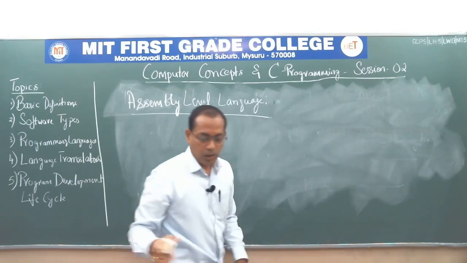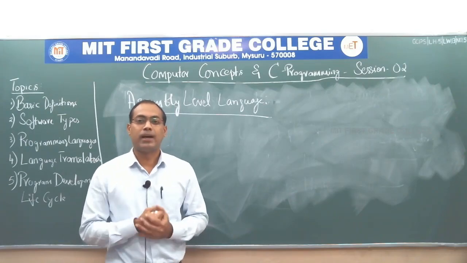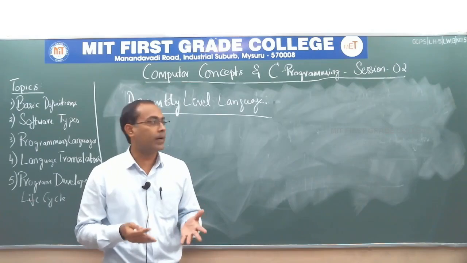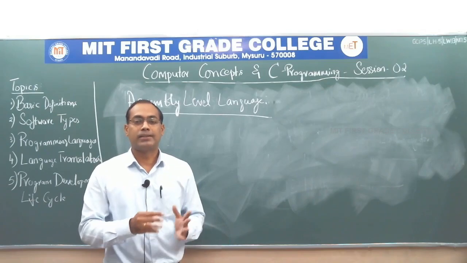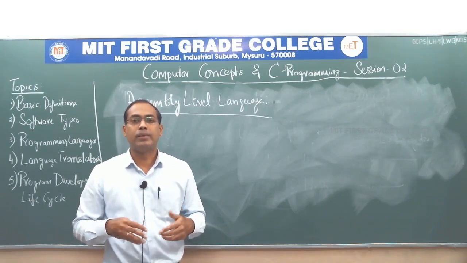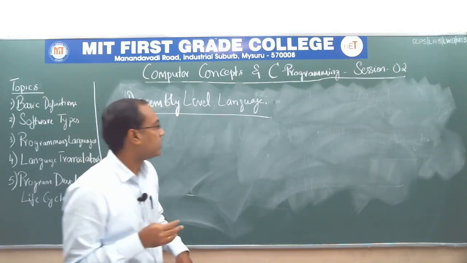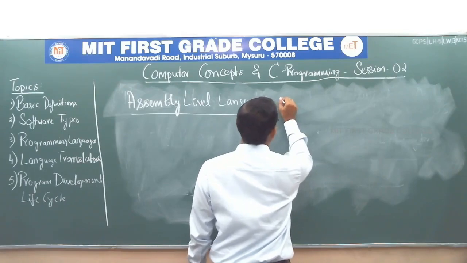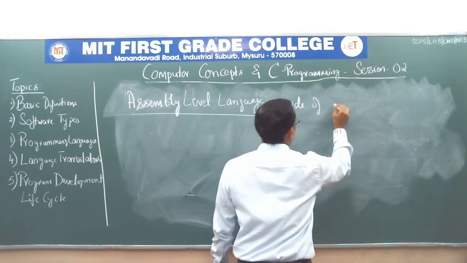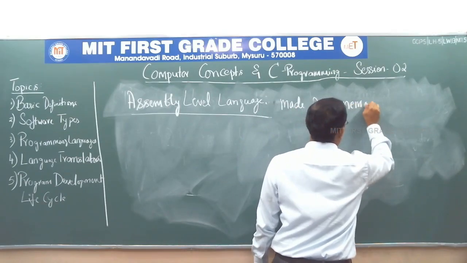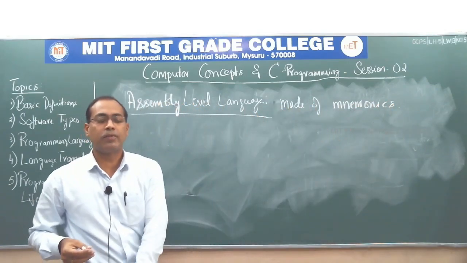Obviously, when there are a lot of drawbacks, people will not sit idle. They work on solving the drawbacks. When they saw tremendous problems in machine level language, the scientists and engineers developed a new kind of language, which they call assembly level language. It is a language made up of mnemonics, so the instructions are written in the form of mnemonics.